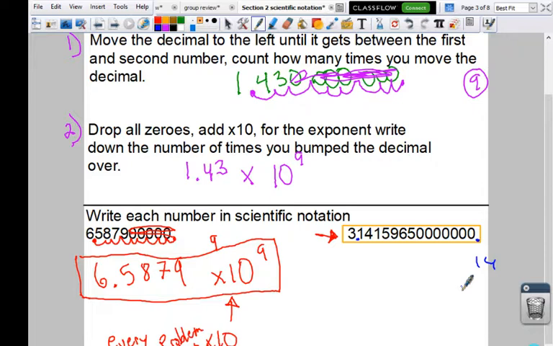Okay, Trayton, I counted how many times I'm moving it, right? What do I have to do next? Drop all of... Yep, we have to drop all these extra zeros at the end. So I don't care about those zeros anymore. So 3.141596.5. And then we go times 10. And that's where that 14 comes back. Times 10 to the 14.